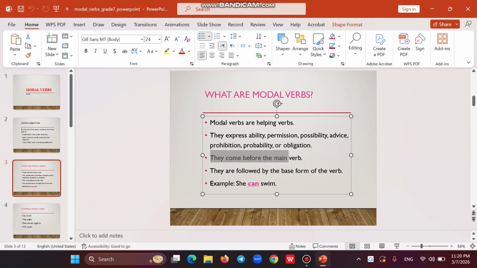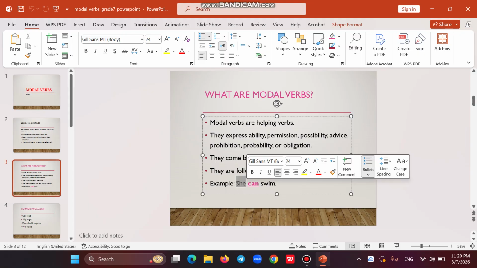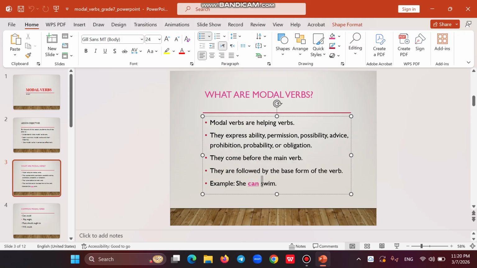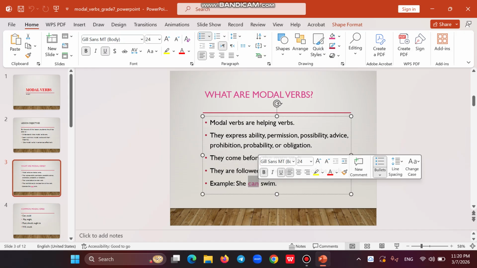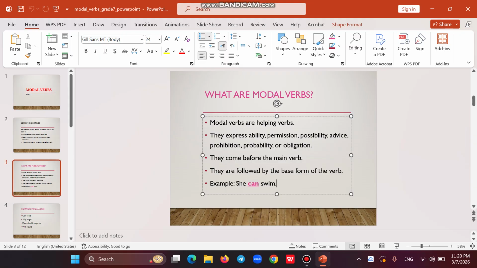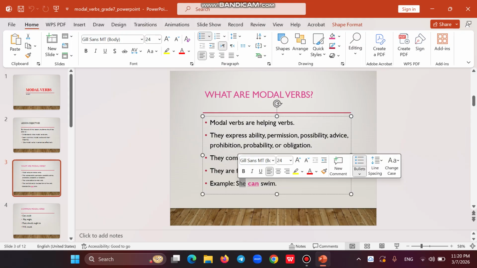They come before the main verb in a sentence. Okay, so their location is before the main verb in a sentence. Look at this example. She can swim. The main verb here is swim, and the modal verb is can. So can, the modal verb or helping verb, came before the main verb, which is swim, and it tells me about the main verb. It shows the ability of this person to swim.